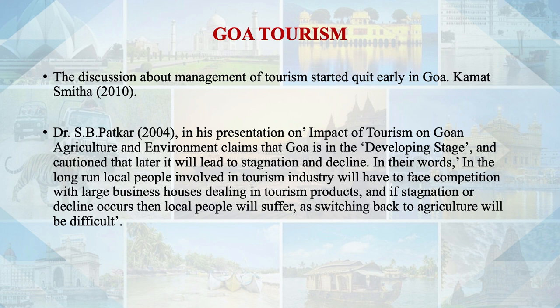Patkar in 2004, in their presentation on the impact of tourism on Goan agriculture and environment, claims that Goa is in the developing stage and cautioned that later it will lead to stagnation and decline. In their words, in the long run, the local people involved in the tourism industry will have to face competition with large business houses dealing in tourism products. And if stagnation or decline occurs, then local people will suffer, as switching back to agriculture will be difficult at that time.